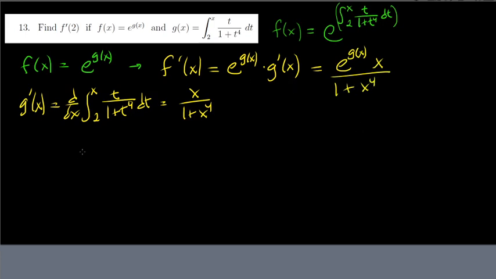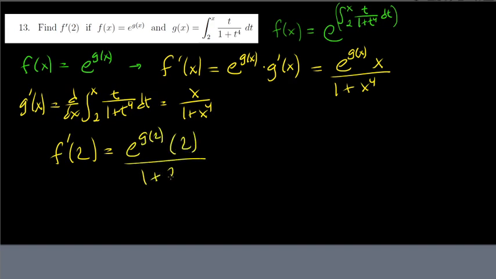And I guess now we can plug in 2, right? What's f of 2? Oh, I'm sorry, that's f prime of 2, right? It's going to be e to the g of 2 times 2 times 1 over, or rather, over 1 plus 2 to the 4th.